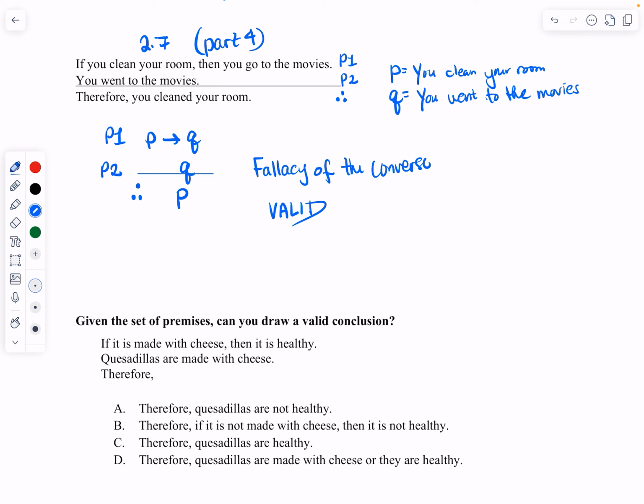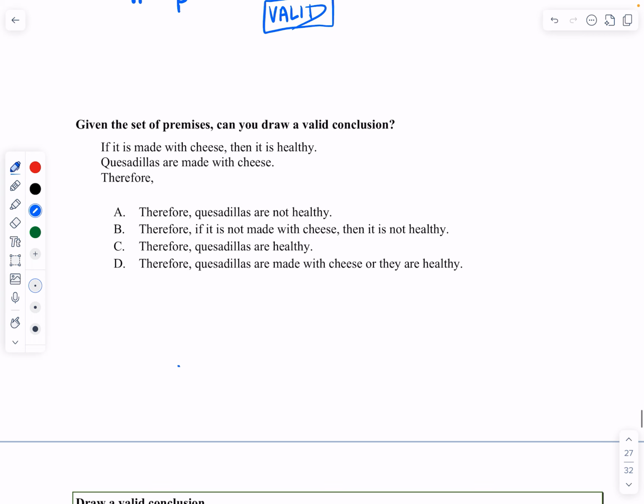Okay, all right. So let's move on. Given this set of premises, can you draw a valid conclusion? If it is made with cheese, then it is healthy. Quesadillas are made with cheese, therefore, now we've got to find out what the conclusion is, okay? So I would suggest doing this. Write out what is P and what is Q. So P is it is made of cheese. And Q is going to be then it is healthy.